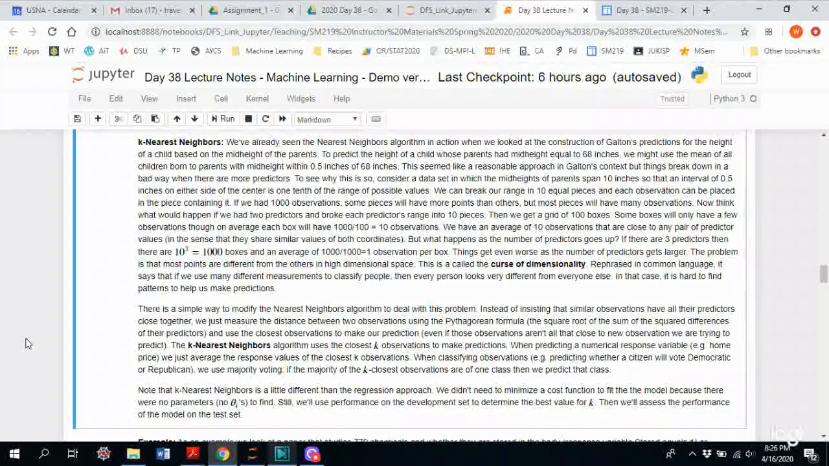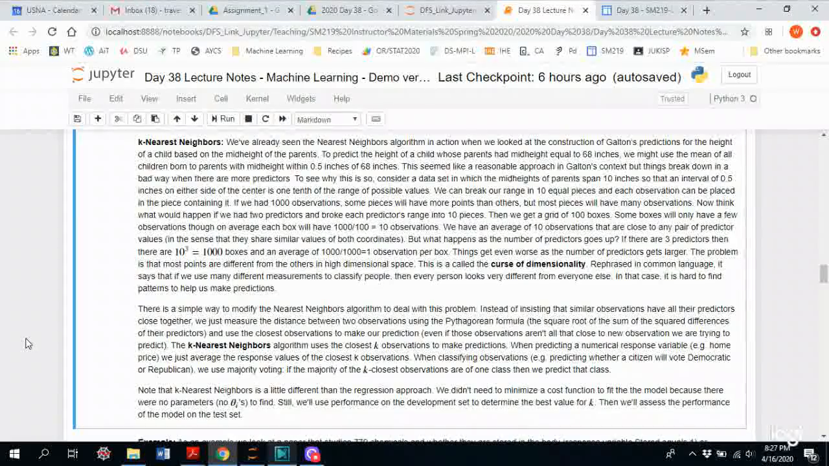When predicting a numerical response variable, for example, the home price, we just average the response variables of the closest k observations. When classifying observations, for example, predicting whether a citizen will vote Democratic or Republican, we use majority voting. If the majority of the k closest observations are of one class, then we predict that class. If the majority of the k closest observations voted Republican, then we would predict that this new voter would vote Republican.